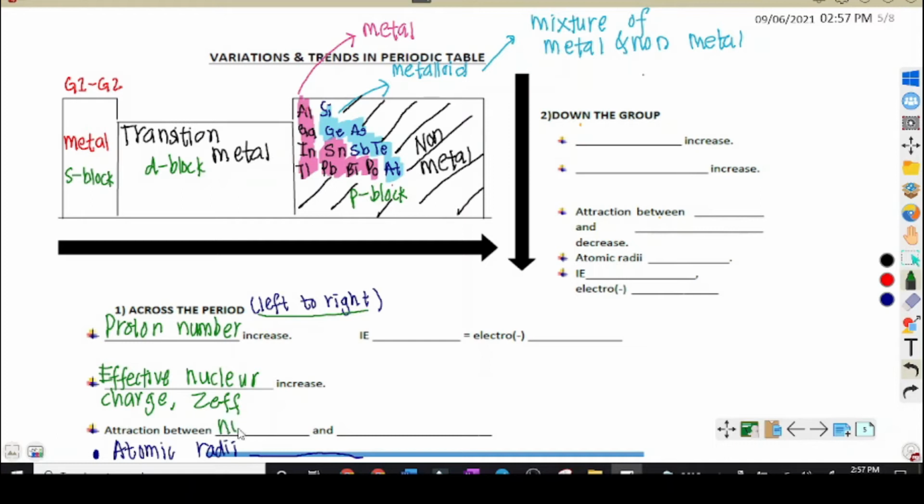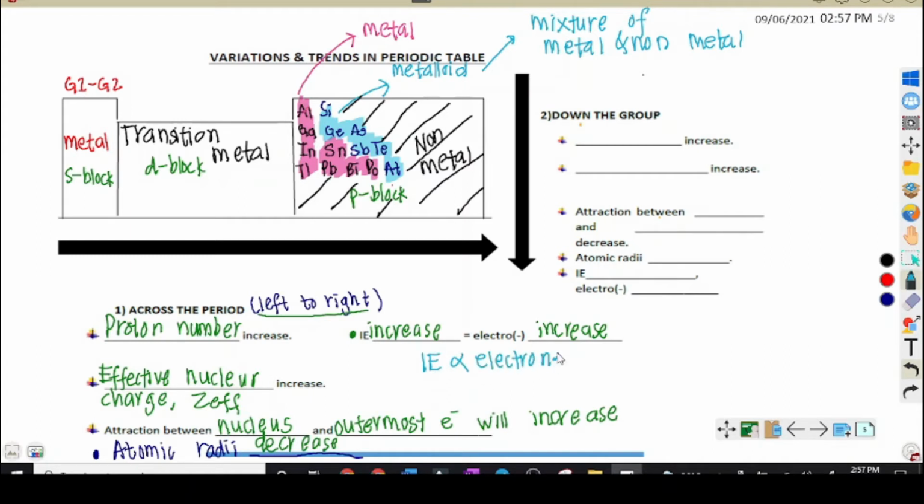So the attraction between the nucleus and the outermost electron will increase. This causes the atomic radii to decrease. At this point in your notes, lastly, the ionization energy will increase alongside the electronegativity. Hence, we say that the IE is directly proportional to the electronegativity. Don't write in short form for FSPM; write in full words, electronegativity.